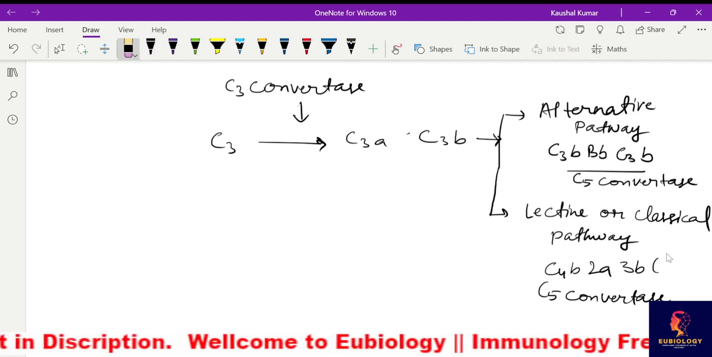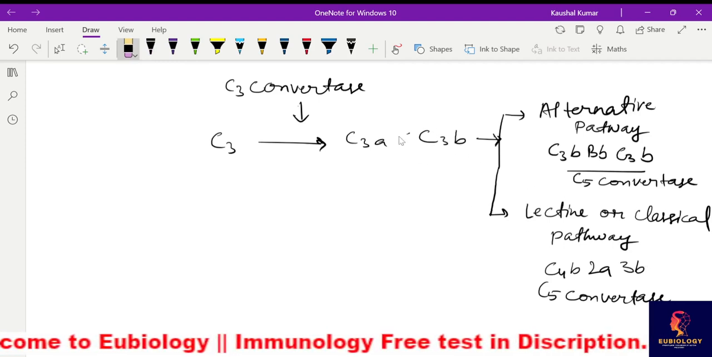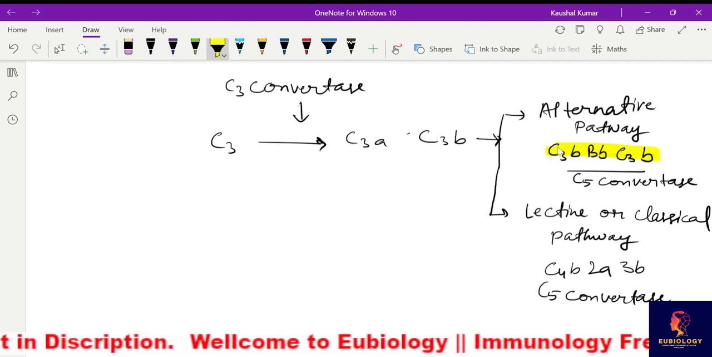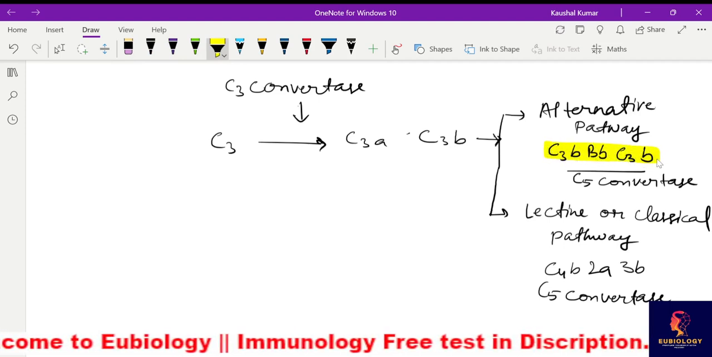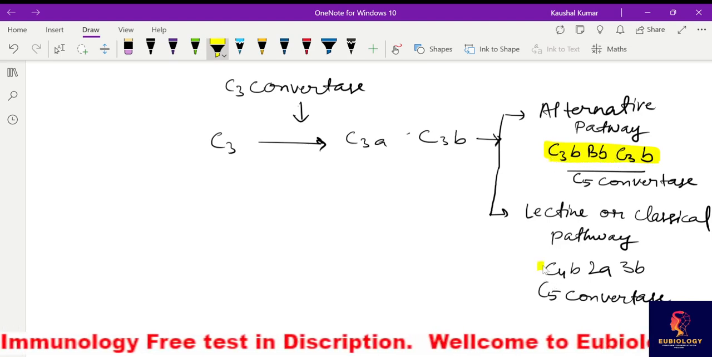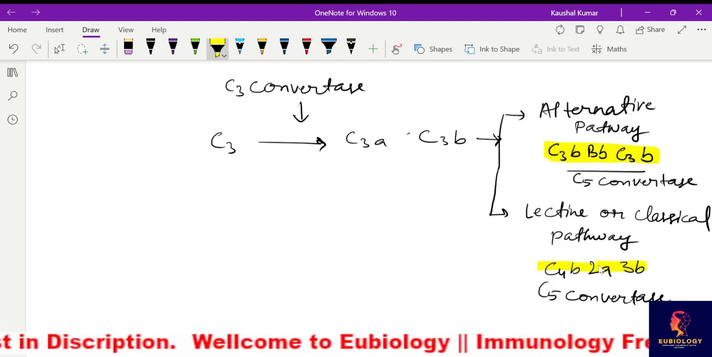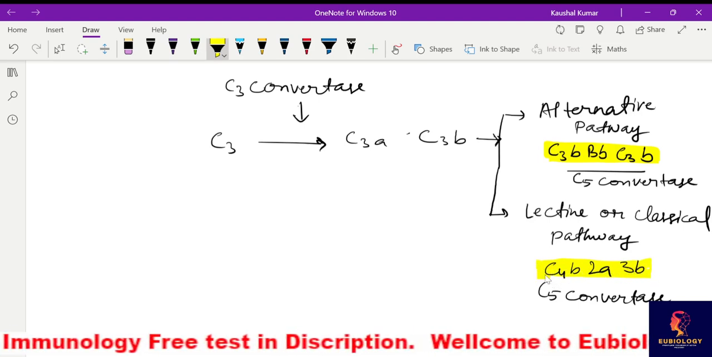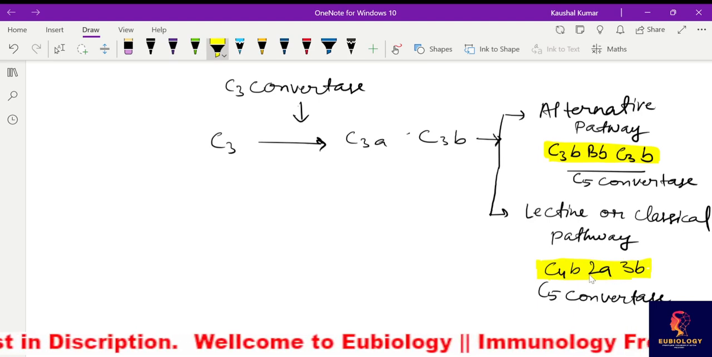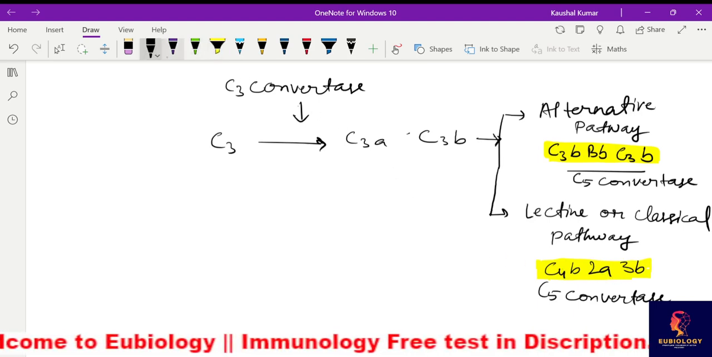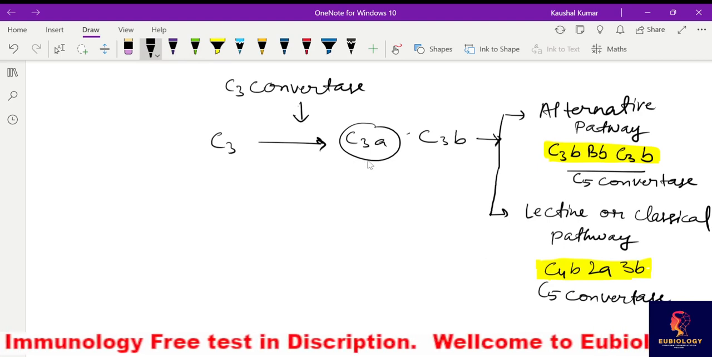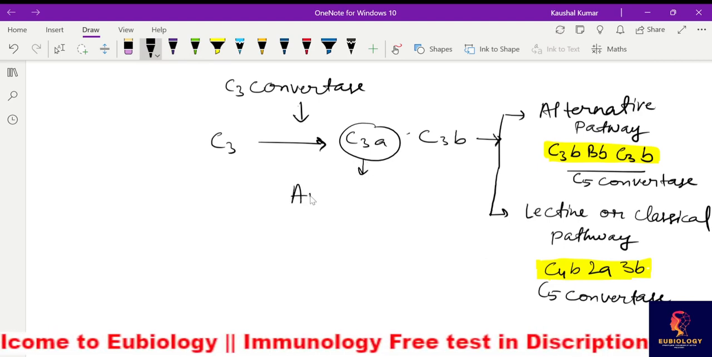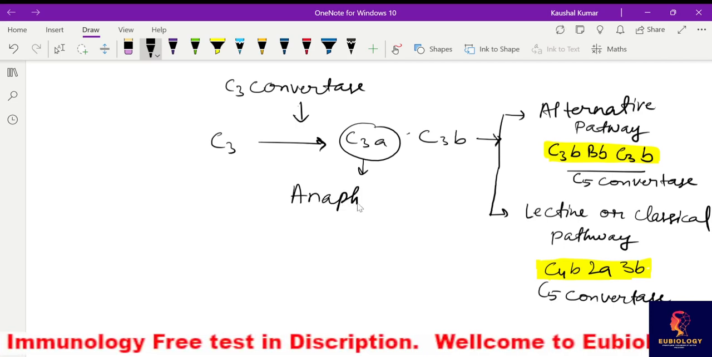What is the role of the C3A? You have seen where the C3B is involved. C3B is involved in the formation of the C5 convertase. It means it is very important to know the role of the C3A now. The C3A will help in anaphylatoxin. This is an important thing: anaphylatoxin.